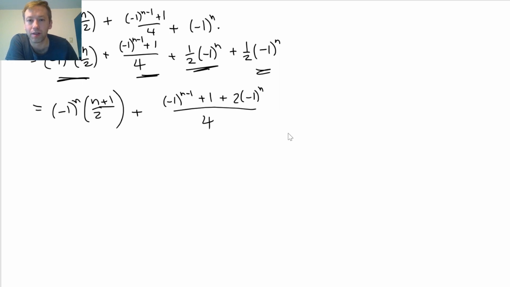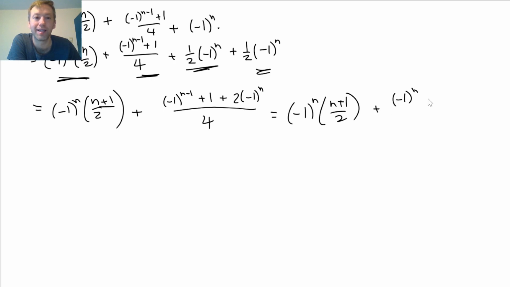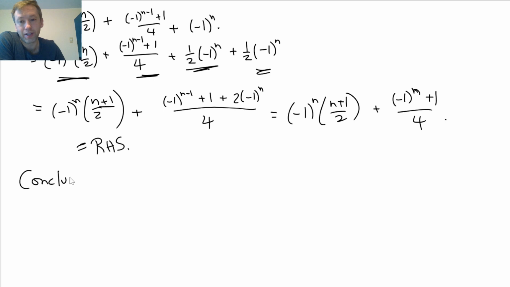Well, they don't cancel, but because there's a 2 here, it more than cancels. So what you're left with is negative 1 to the n plus 1 over 4. Turns out that's exactly what we wanted. So this is equal to the right-hand side. So that concludes the inductive step. And then the conclusion is just that the thing that you wanted to be true is true.